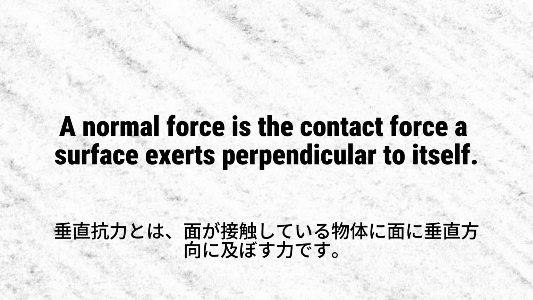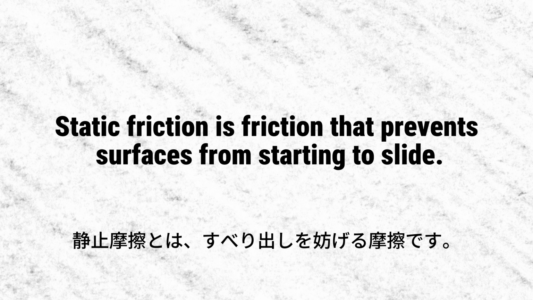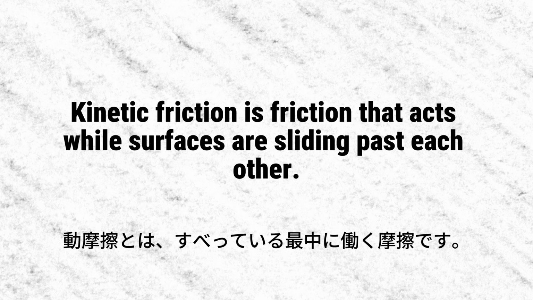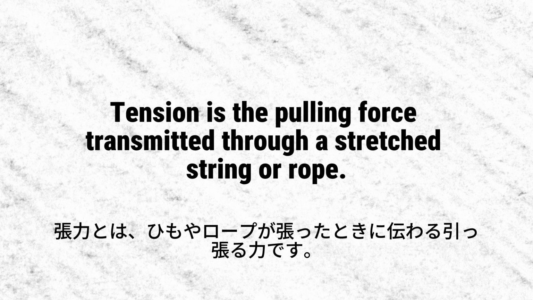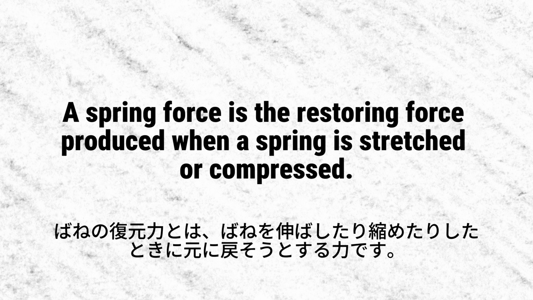A normal force is the contact force a surface exerts perpendicular to itself. Static friction is friction that prevents surfaces from starting to slide. Kinetic friction is friction that acts while surfaces are sliding past each other. Tension is the pulling force transmitted through a stretched string or rope. A spring force is the restoring force produced when a spring is stretched or compressed.